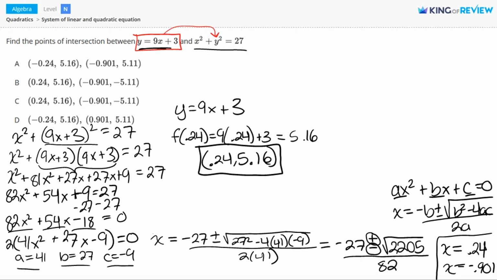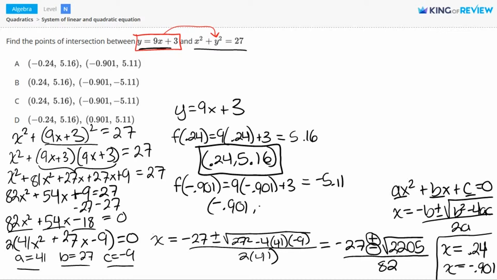Now let's plug in our second x value, f of negative 0.901. This equals 9 times negative 0.901 plus 3, and this equals negative 5.11. So we have a point of intersection at negative 0.901, negative 5.11. This is our second point of intersection. Letter B is correct.